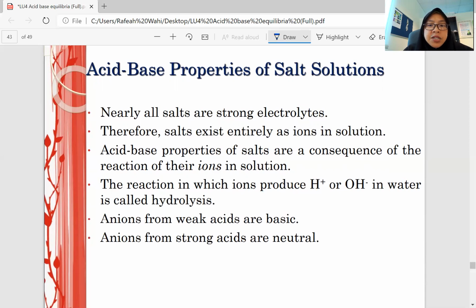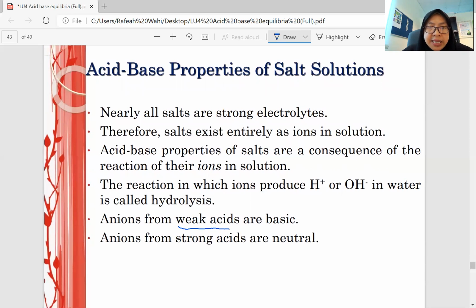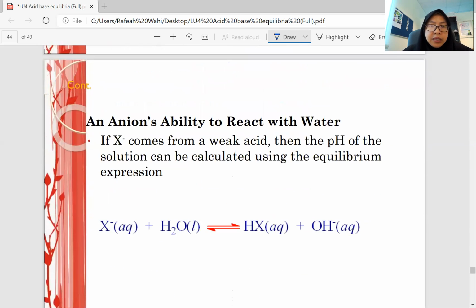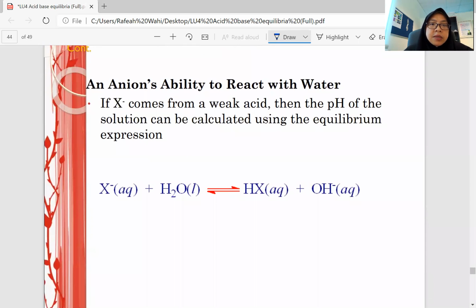The reaction in which ions produce H plus or hydroxide ion in water is called hydrolysis. Anions from a weak acid are basic, and anions from strong acids are neutral. So you remember this. If the conjugate base comes from a weak acid, then the pH of the solution can be calculated using the equilibrium expression.